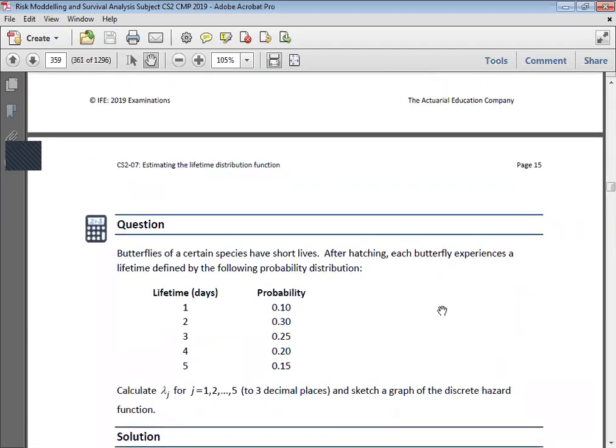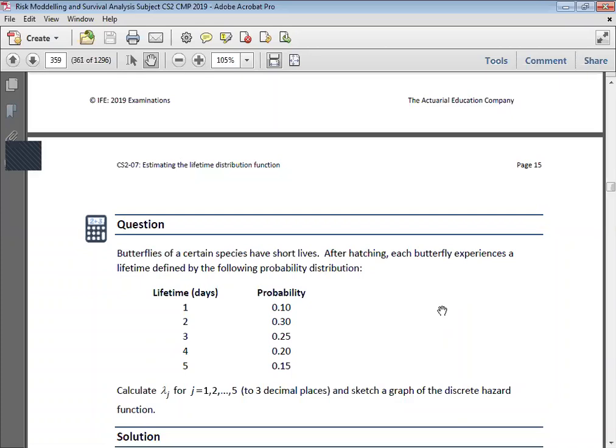So here, can you read this example, this question for us? Yes, ma'am. Butterflies of a certain species have short lives. After hatching, each butterfly experiences a lifetime defined by the following probability distribution. Calculate lambda j for j running from 1 to 5 and sketch a graph of the discrete hazard function.